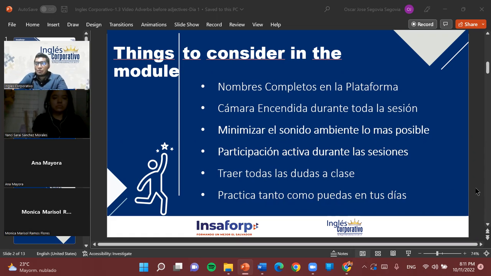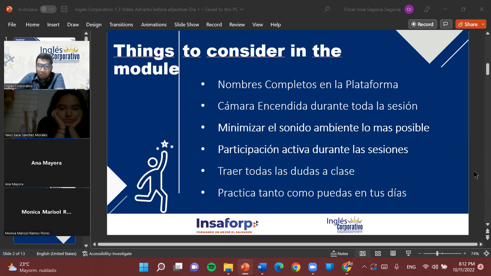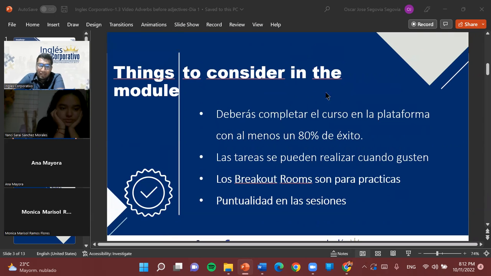Then practice as much as you can during your days. This is referred to, well, your everyday, whenever you have a chance to see like a friend or someone who you can talk to or who you can practice with, try to do it. That is always going to be beneficial. That is always going to help you. And apart from all the things that we have to learn during the class and during, well, your sessions on the platform, you are going to be doing a lot of advancements if you do that.